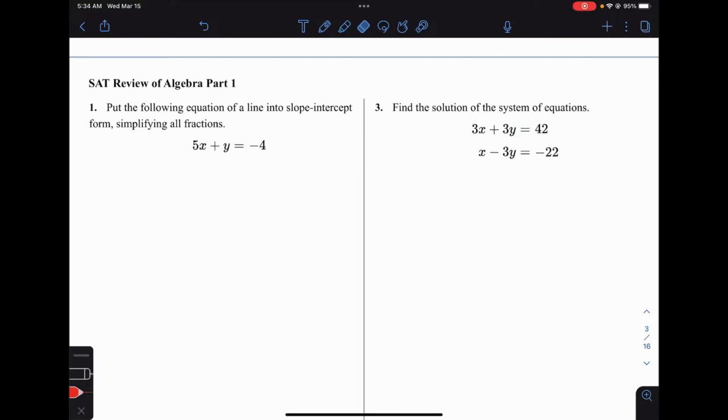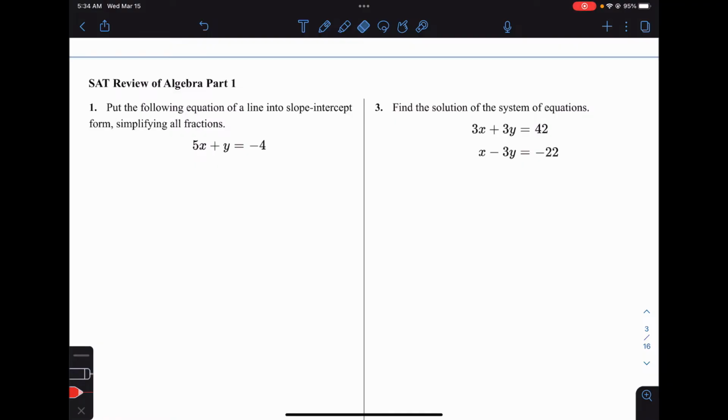Hi, Math 3 students. Today we are going to go through some problems that are going to help us prepare for the SAT. A lot of them are just reviews of different algebra topics that you've done before, mainly Math 1, some in Math 2. Kind of just some basic skills that are going to help you succeed on the assessment.